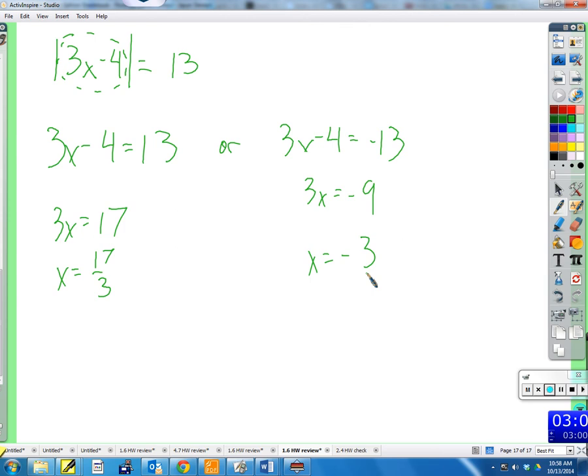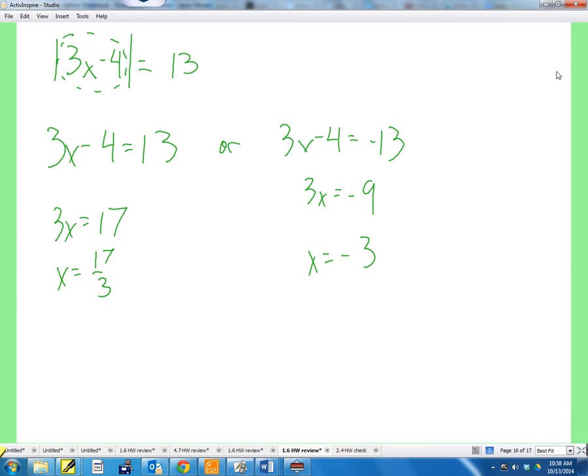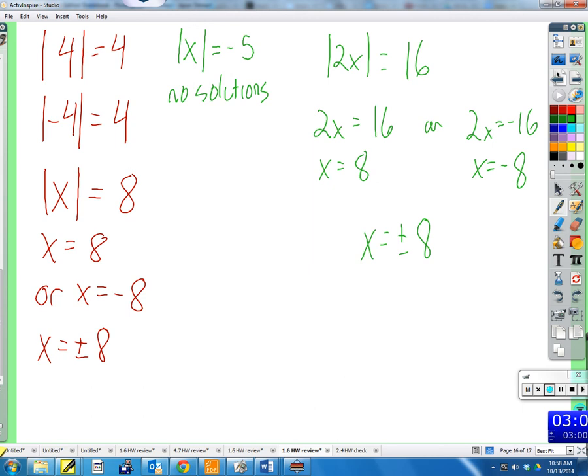So x is 17/3, that will work, because when I plug 17/3 in here, 3 times 17/3 is 17, minus 4 is 13, absolute value of 13 is 13. Negative 3 works. I plug negative 3 in there, negative 3 times negative 3 is negative 9, minus 4 is negative 13, and I take the absolute value of negative 13, and it's 13. So both of those work. Make sense? The stuff inside the absolute value could be positive, or it could be negative. The only time that doesn't work is when the other side is negative. That can't be. It's not possible to take the absolute value and get a negative number.